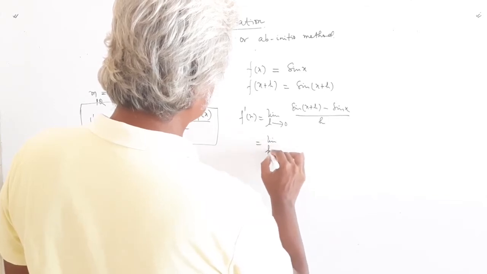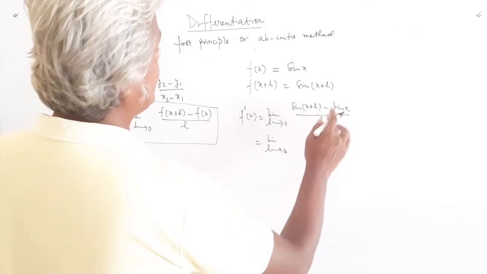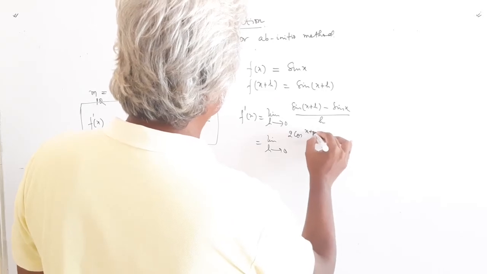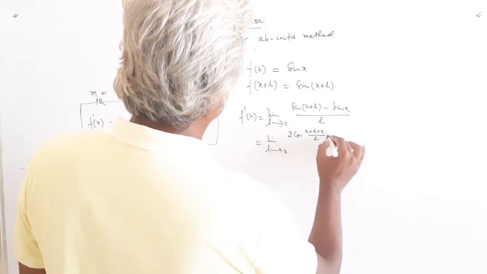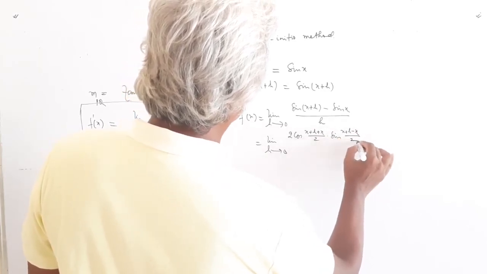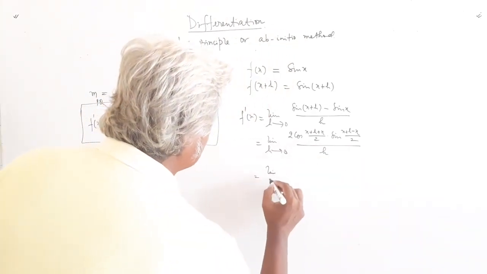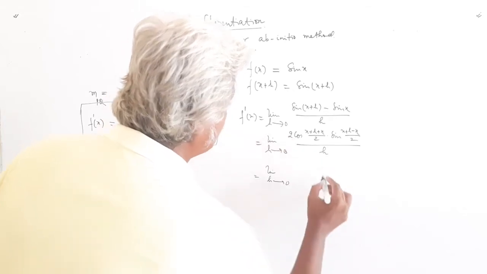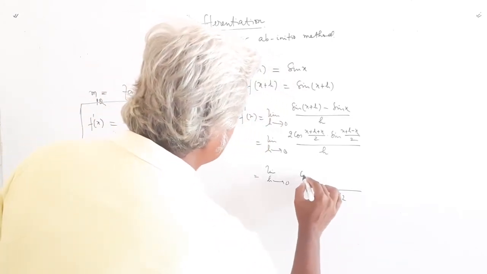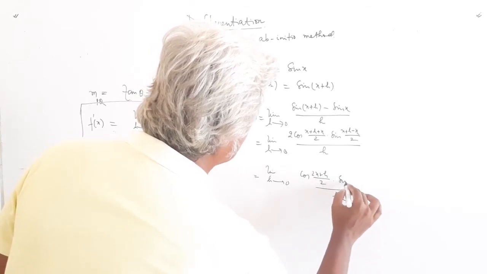Now this is of the form sin C minus sin D, and sin C minus sin D is 2 cos((C plus D)/2) sin((C minus D)/2). So we get cos((x plus h plus x)/2) into sin((x plus h minus x)/2), whole divided by h. This now becomes limit h tends to 0, with the 2 put down so that it becomes h by 2, and this part is cos((2x plus h)/2) into sin(h/2).